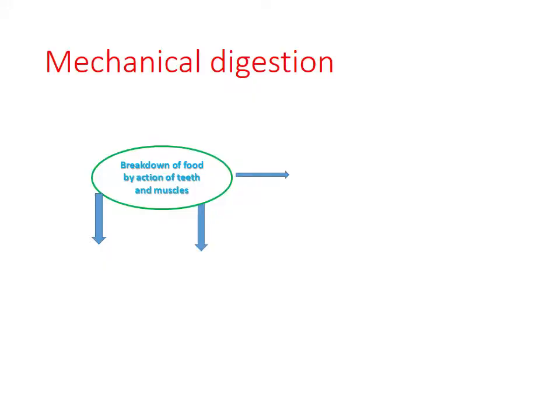Mechanical digestion. Mechanical digestion is a breakdown of food by the action of teeth and the muscles. So in mechanical digestion, there is a breakdown of food by the action of teeth or muscles of the alimentary canal.